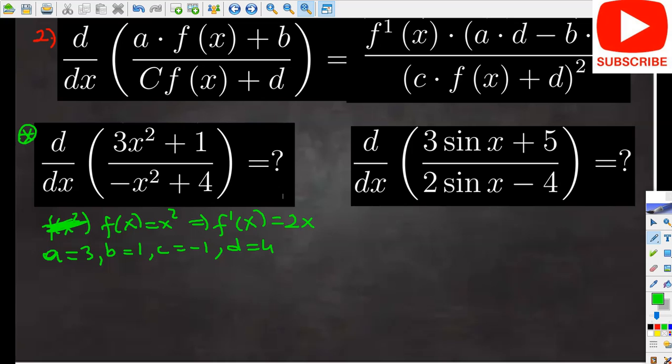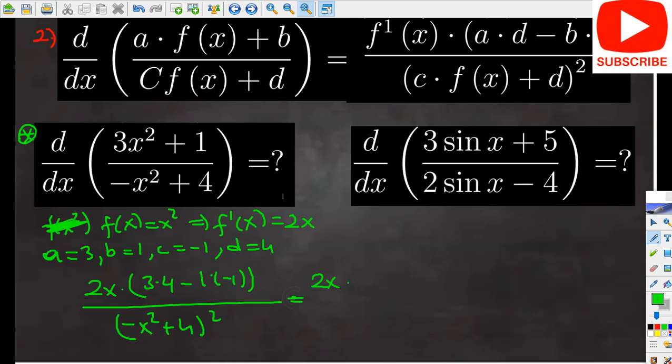Okay, it's now time to apply this formula. It's going to be equal to the first derivative, which is 2x, times, we're going to do the cross product, 3 times 4 minus 1 times negative 1, divided by negative x squared plus 4 to the power of 2, which is the denominator squared. Let's simplify that. 3 times 4 is 12, and 1 times negative 1 is negative 1, but there's another negative sign, so it's going to be positive 1. So 12 plus 1 is 13, divided by negative x squared plus 4 to the power of 2. So 13 times 2x is going to be equal to 26x divided by negative x squared plus 4 to the power of 2.